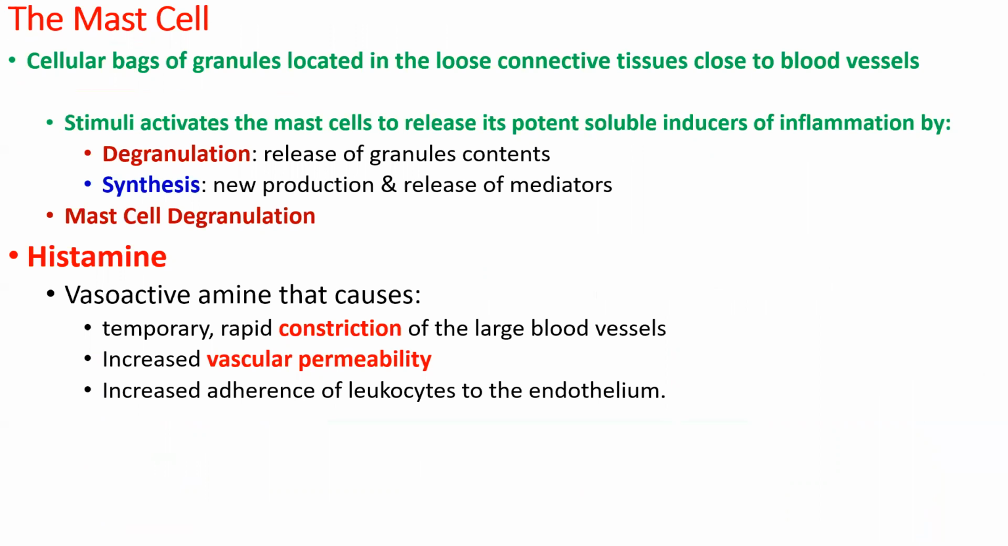Now, the mast cells are cellular bags of granules located in the loose connective tissue, close to the bloodstream. They're very close to the bloodstream, usually located in the skin, the digestive lining, the GI tract, and the respiratory tract.